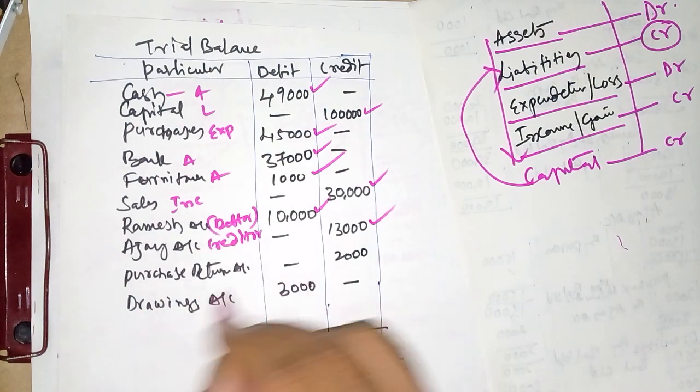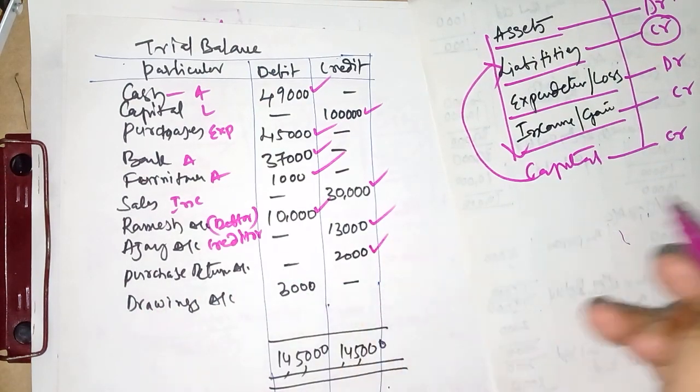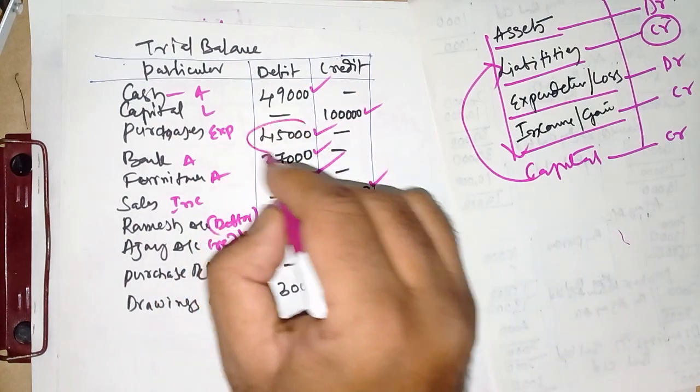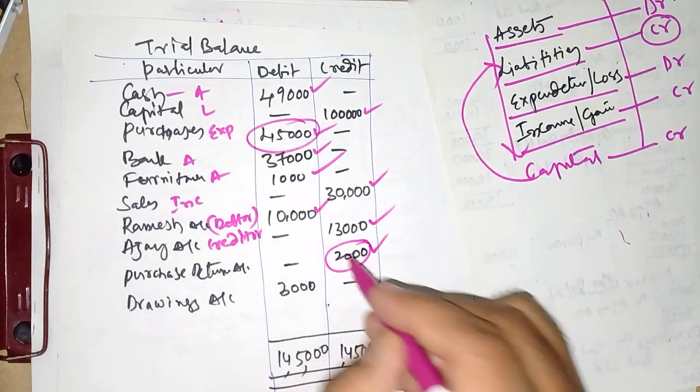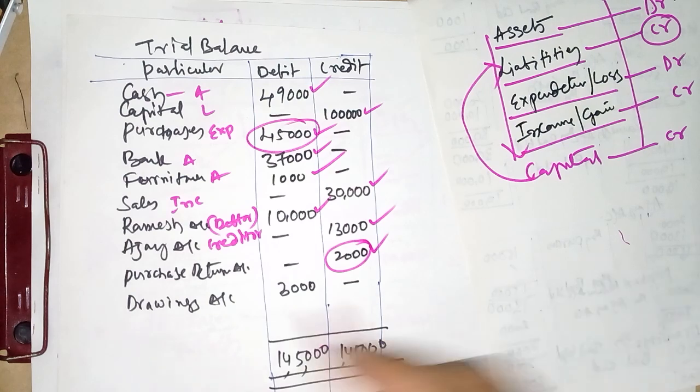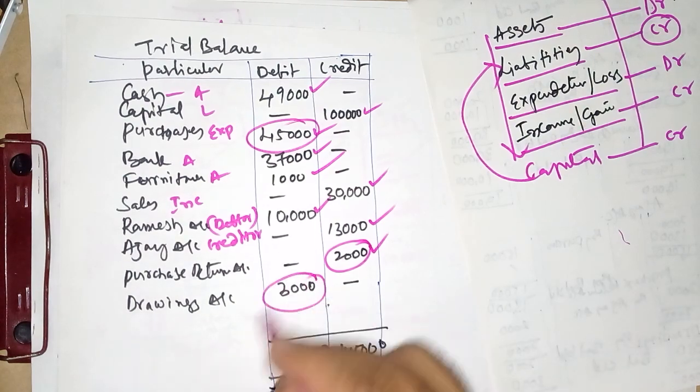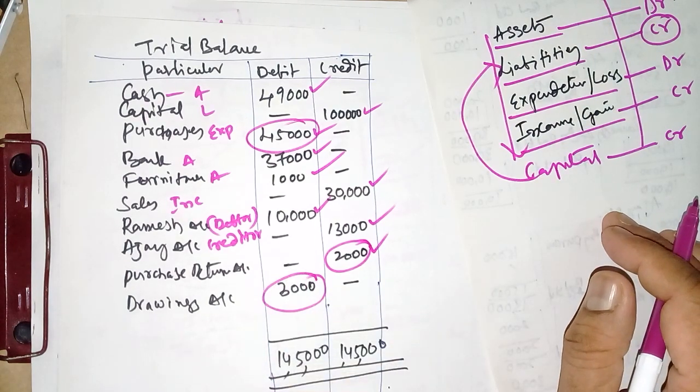Purchase return. We have returned the material. It always shows a credit balance. Purchases shows a debit balance. Purchase return will always show a credit balance. Drawings always shows a debit balance because it is the amount withdrawn for personal use.